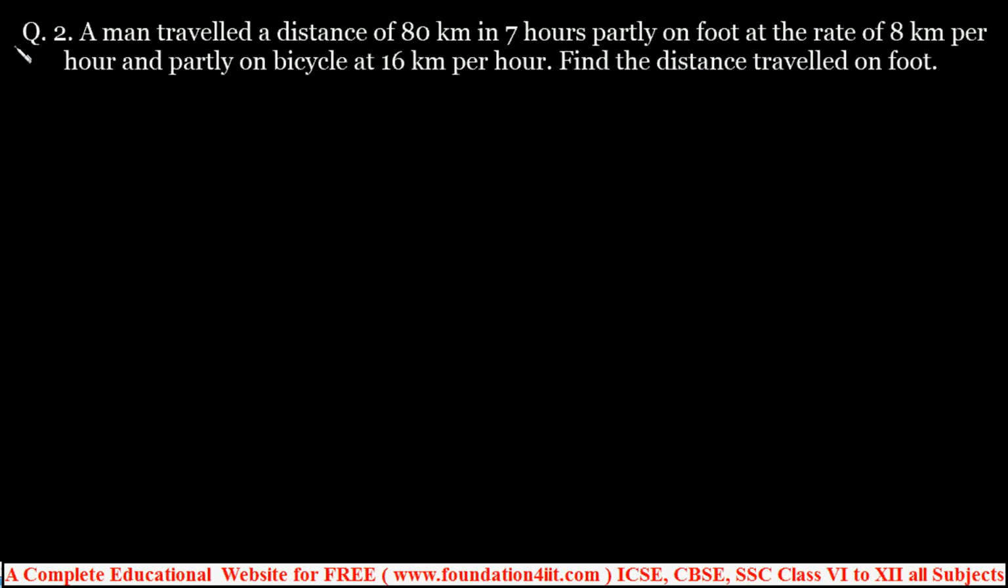Now in this problem, if you observe, a man traveled a distance of 80 kilometers in 7 hours. So he traveled a total distance of 80 kilometers in 7 hours, partially on foot at the rate of 8 kilometers per hour and on bicycle at 16 kilometers per hour. So in two ways he traveled. Find the distance traveled on foot. So by walking, how much distance he travels, that you have to calculate.